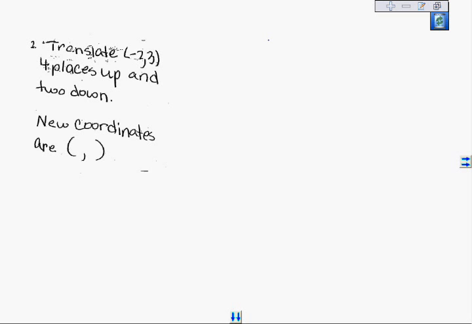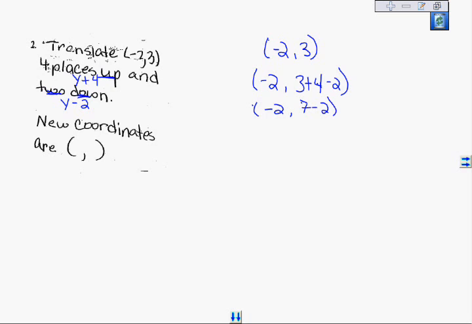Number 2, translate -2, 3, 4 places up. That's the y. Going up is adding. And 2 down. Down is still the y. That's subtracting. So we didn't do anything to the x. But to the y, we added 4, and then we subtracted 2. My new coordinates, -2, and then 7 minus 2, -2, 5.